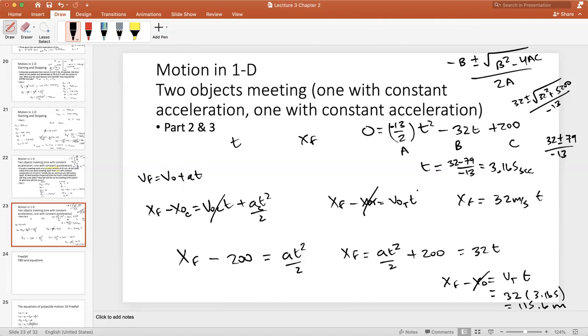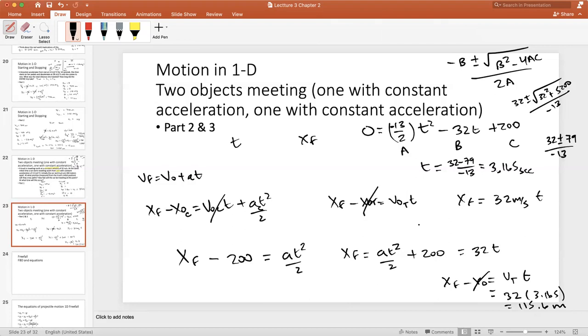You can do this problem where you solve this for t and plug that in, and you'll get a quadratic for x final. Then you could solve that for x final, and you would choose the appropriate one. You get 115.6 meters is where they meet. And then, knowing that and the velocity, you could solve for the time. I'm not going to do that. That's a lot of work, but it's the other way to do this.